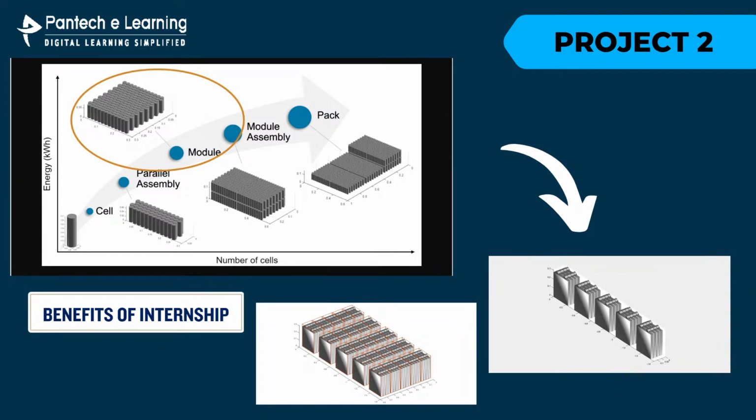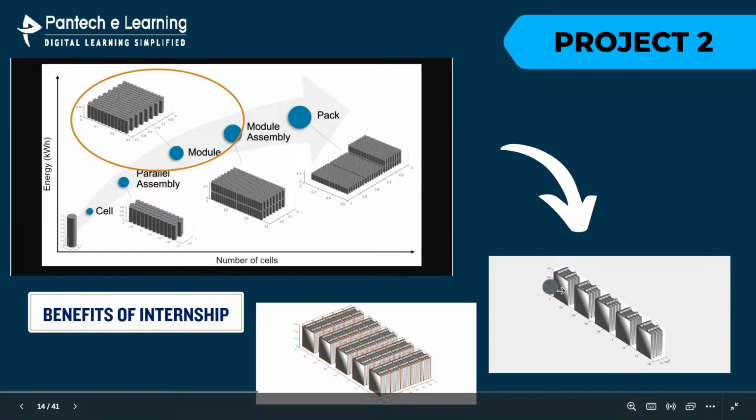In project 2, you will get the battery pack model. First you have to create the parallel assembly from the cell. After that you create a battery model, then move on to the battery model assembly, and finally you are going to create the battery pack. So these are the battery pack simulation outputs.